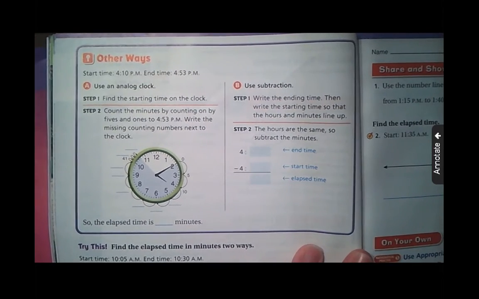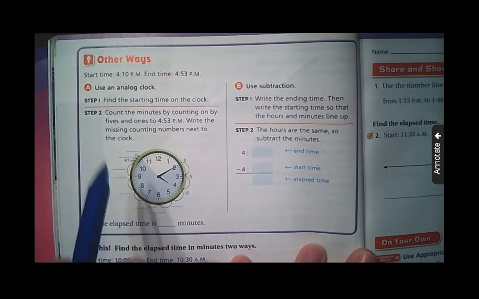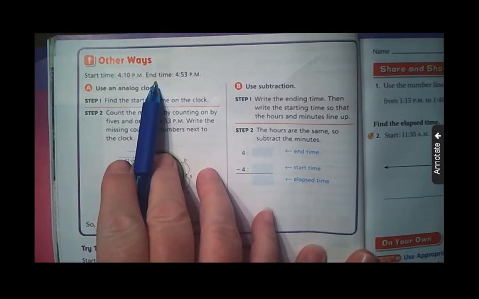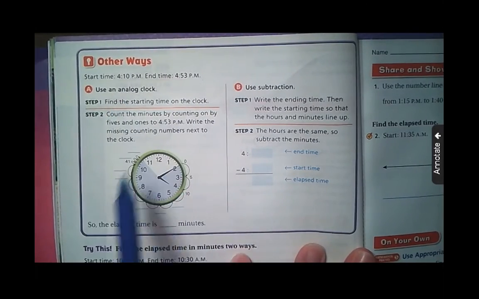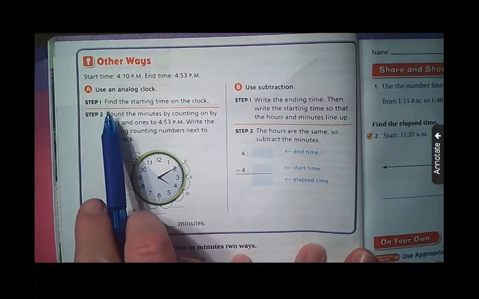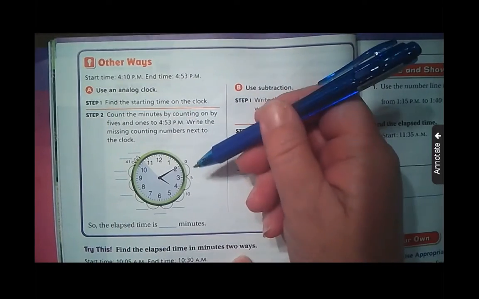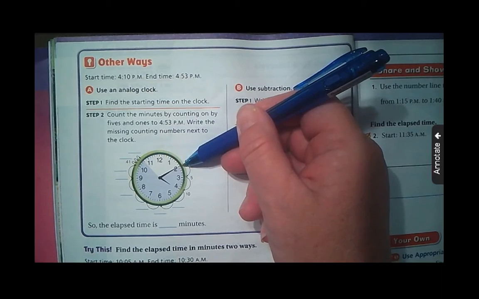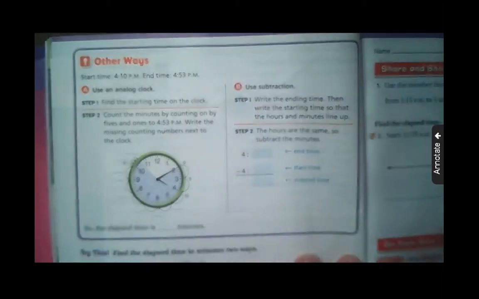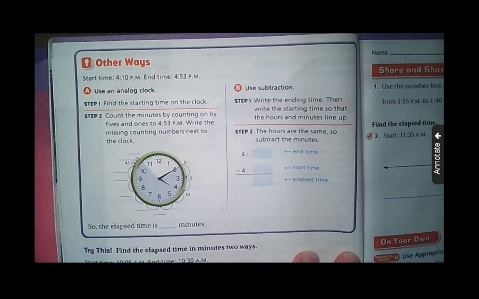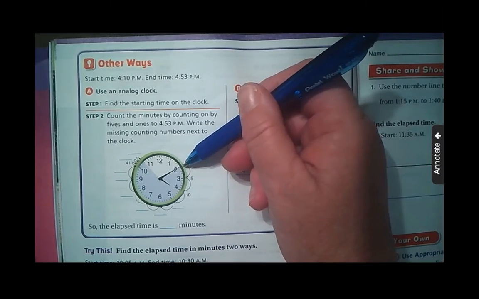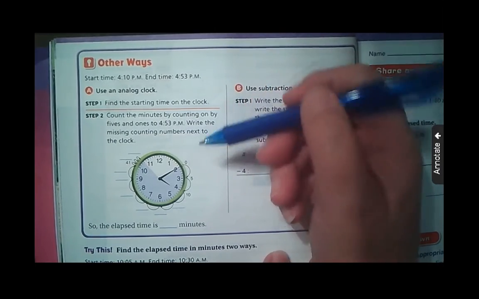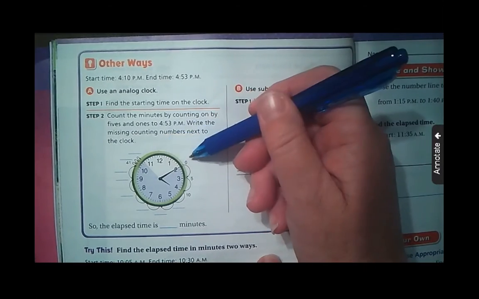Other ways. So another way you can do this, our start time is still 4:10 p.m. and our end time is 4:53 p.m. We could use an analog clock, like a school clock. Find the starting time on the clock, right here, 4:10. So that's the time the movie started. It probably took a while for everyone to get in, get their seats, get in lines and such. So it probably started loading at 4 o'clock, but the movie started at 4:10. Okay, so instead of our 0 being the 12, it's going to be at the 2.